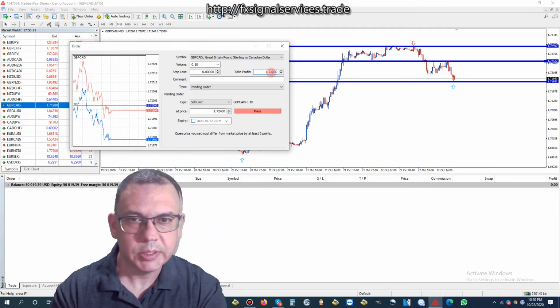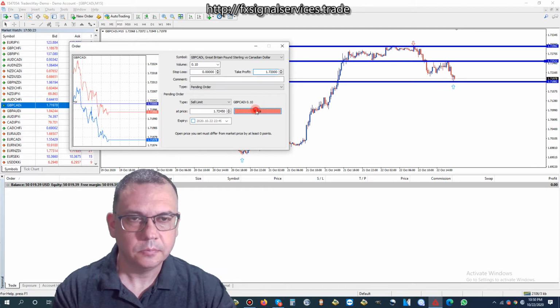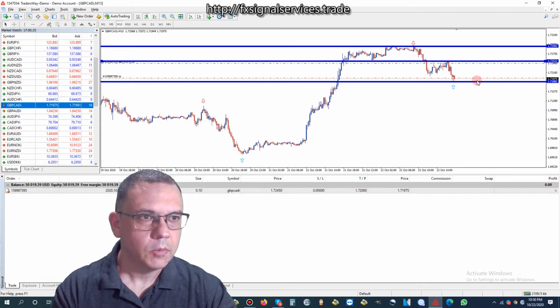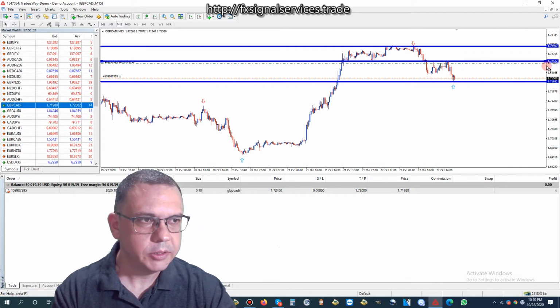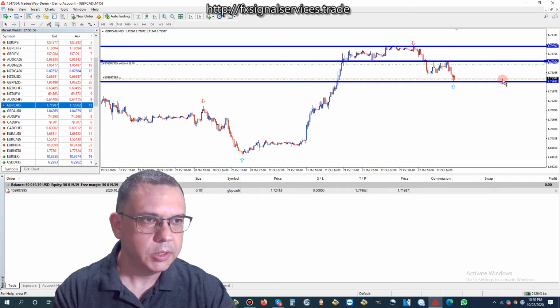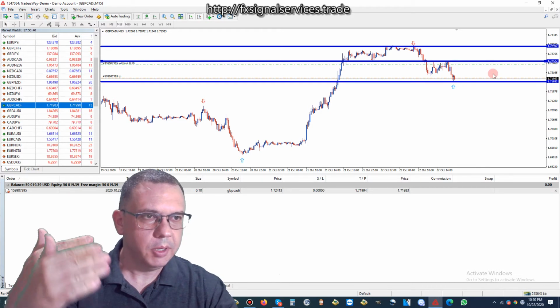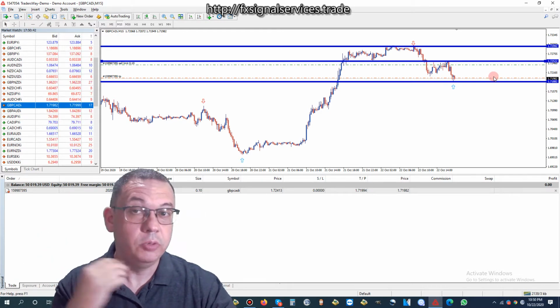This is making 1.72 even. Okay, and see here, this is the pending order, and then here's the take profit. Okay, and I just use that tick mark right there. I probably could lower this slightly, but it doesn't really matter. Either way, you're looking at about 400 pips in profit. Okay, that's really, really good.